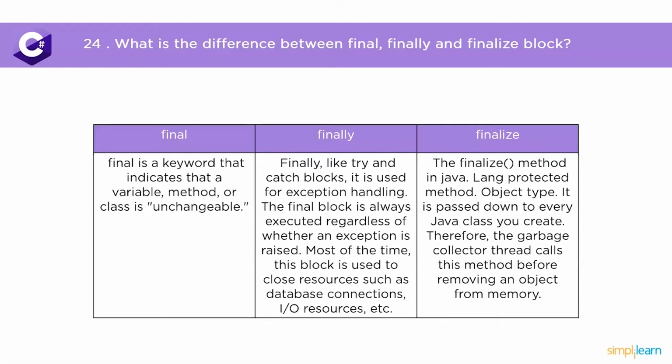Lastly, the finalize method in java.lang is a protected method of the Object type, and it is passed down to every Java class you create. Therefore, the garbage collector thread calls this method before removing an object from memory.